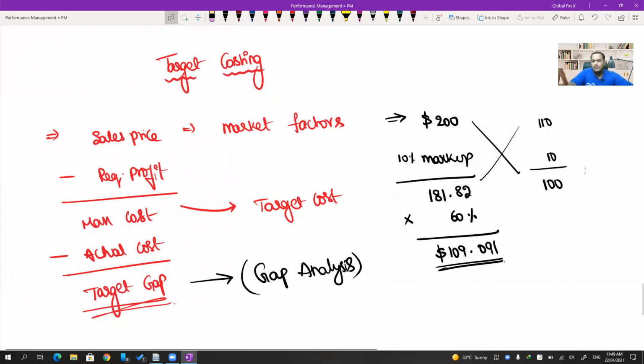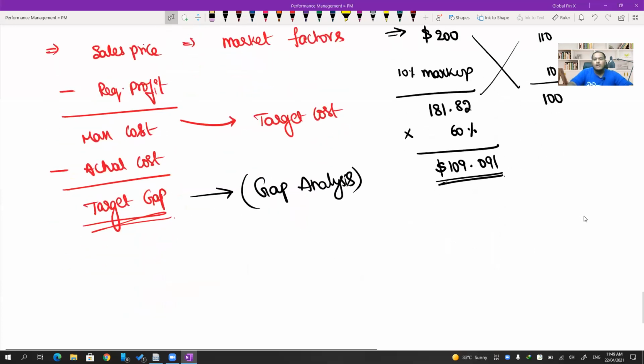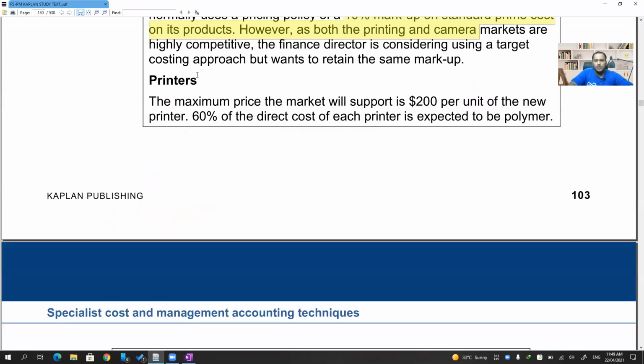Okay. Please be very careful regarding these calculations, ma. Very, very careful regarding these calculations. Okay. Then coming to the second part, what about this thing?